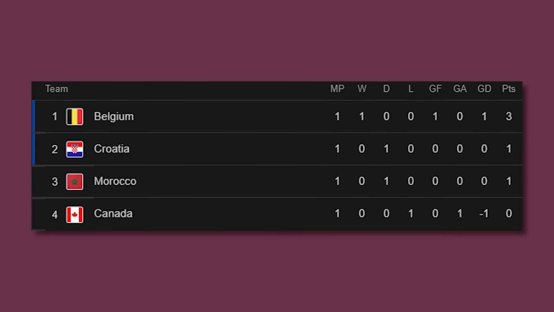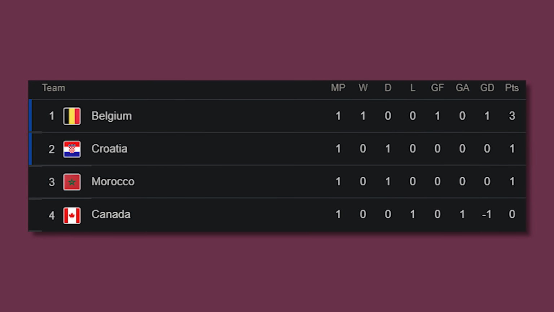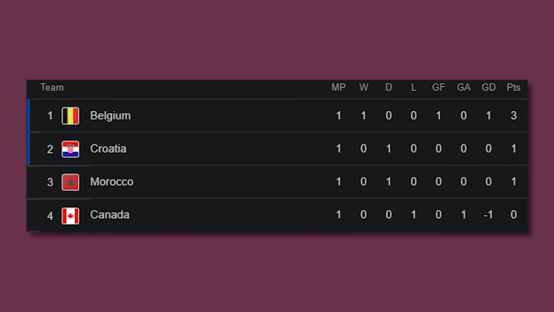Group F, as it stands, has Belgium as group leaders. Just below them are their next opponents Morocco and Croatia, while Canada unluckily find themselves bottom facing Croatia next.